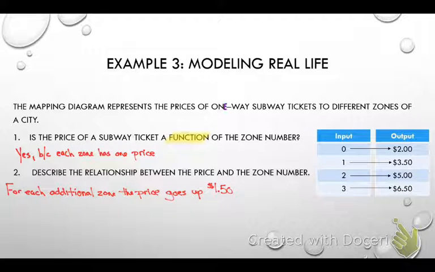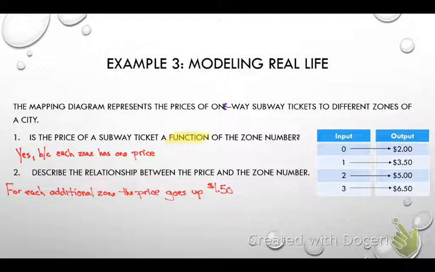All right. And I can actually use this information. Let's say I want to take my kids to the zoo. And I know I need to use the subway. And I know I'm going to pass through 5 zones to get there. If I know this information, even though 5 zones is not on the mapping diagram, I can use this information to figure out how much money I need. Go ahead and write that down if you think you know the answer. Ethan, what do you think?